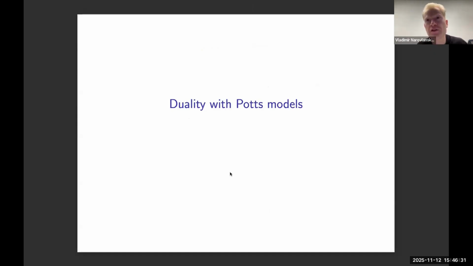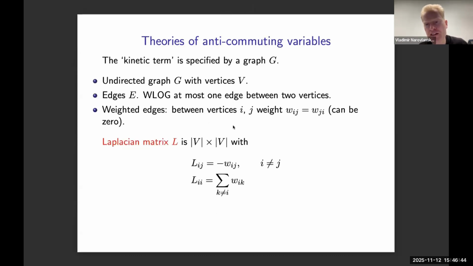Now I will be very concrete about the system, and the basic claim is that there will be an equivalence between a large class of fermionic theories and the Potts model. Let's be very careful and define the two sides of this duality carefully. So let's start with the fermionic theories.